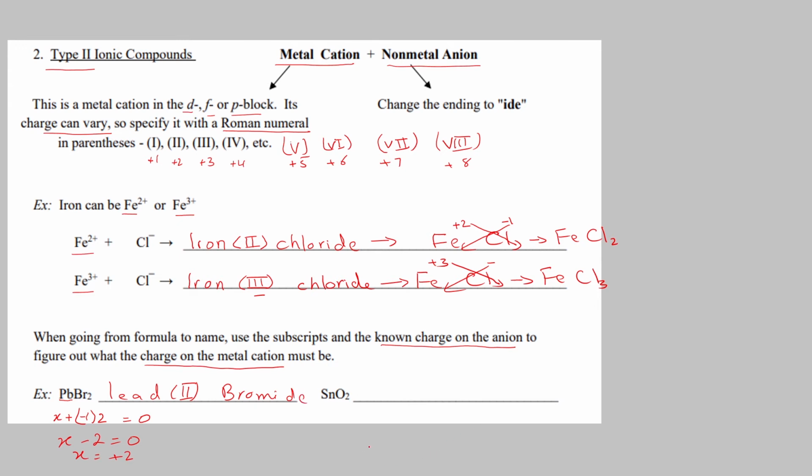Okay. Now let's do SnO2. The charge of oxygen is -2. We have 2 oxygens, so we're going to multiply it by 2. For tin, we don't know, so that is going to be our X. When we add all these, they should end up at 0 for the neutral compound. We have X minus 4 equals 0, and when we solve this, X equals plus 4. So the name is going to be tin(IV) oxide.